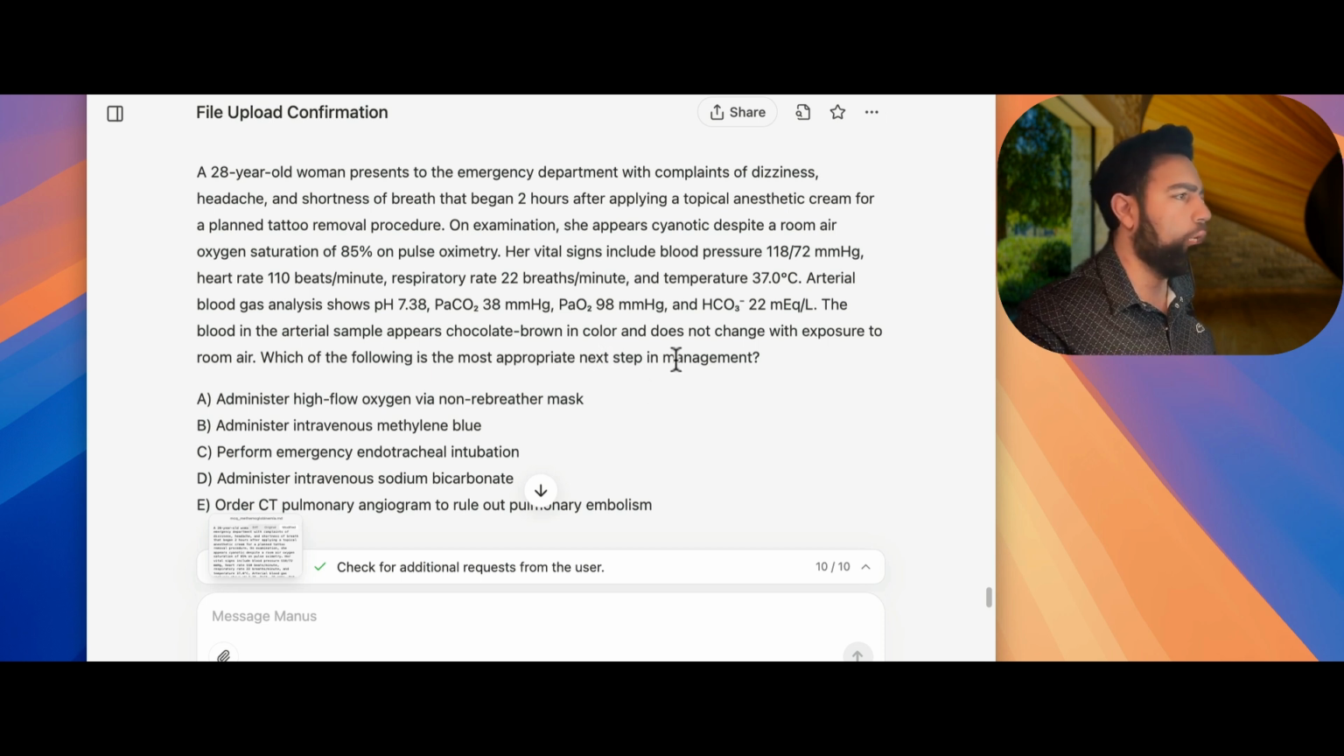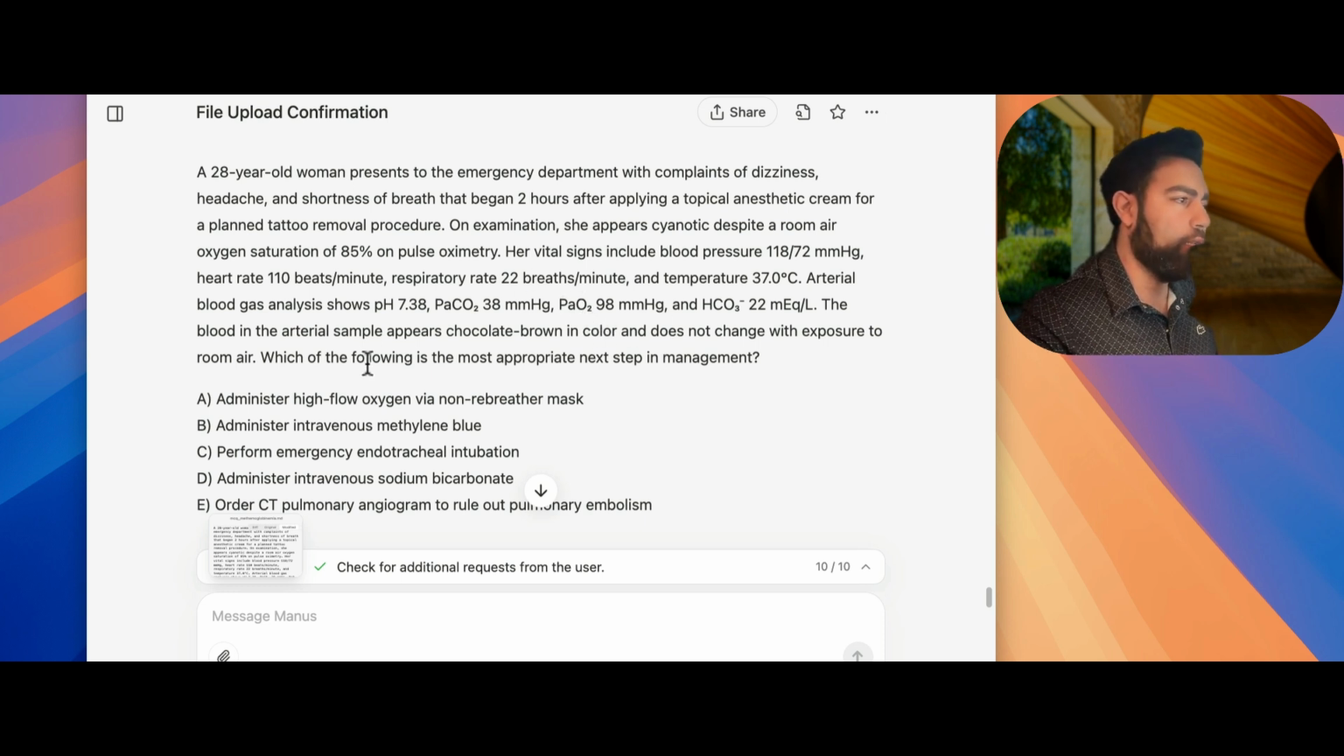All right, so let's do this last question. This is a 28-year-old woman who presents to the ED complaining of dizziness, headache, and shortness of breath that began 2 hours after applying a topical anesthetic cream for a planned tattoo removal. On examination, she appears cyanotic, with an oxygen saturation of 85% on pulse ox. Her vital signs include blood pressure 118 over 72, heart rate 110, and respiration rate of 22. Temperature is 37. ABG shows a pH of 7.38, CO2 of 38, O2 of 98, and HCO3 of 22.